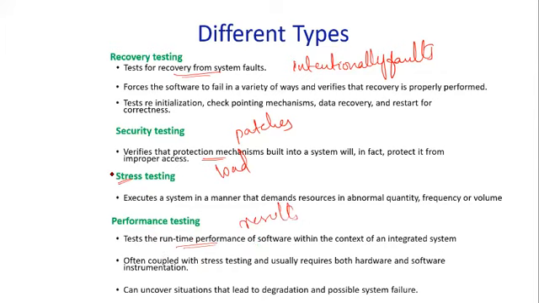Now this performance testing is normally seen with a combination of stress testing. That is, if suppose the load of the system is being increased, whether the performance is increasing or decreasing. So performance testing is all affected by your stress test. That is, you're going to have different values when the system is under load and when the load is being reduced.